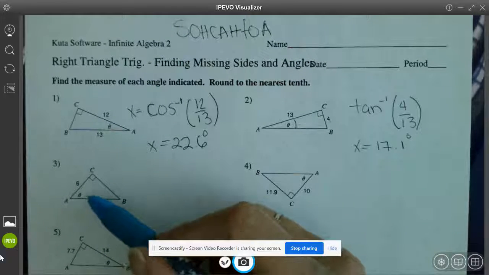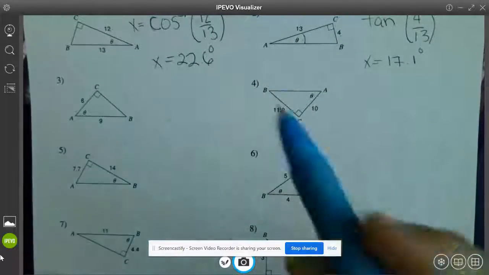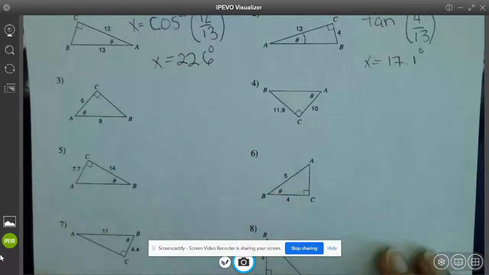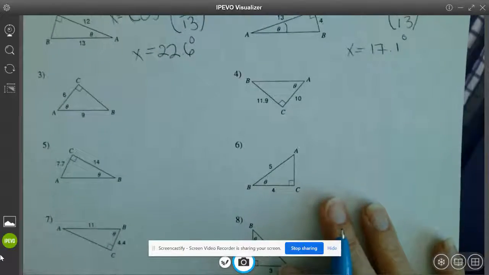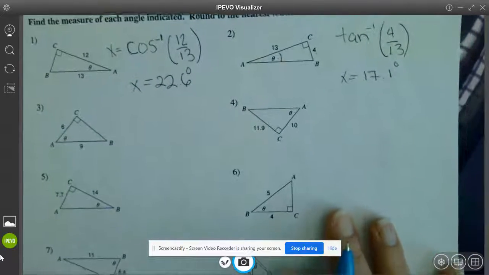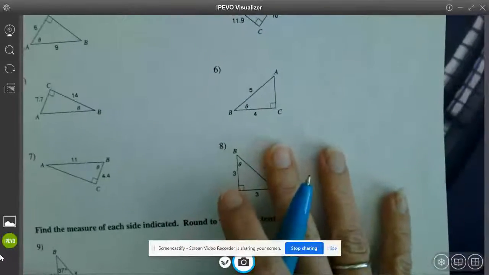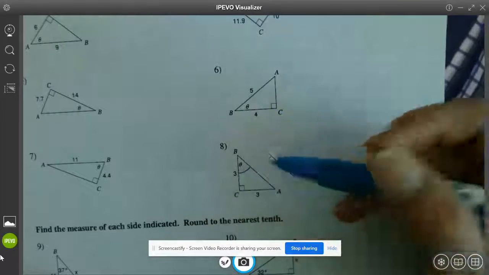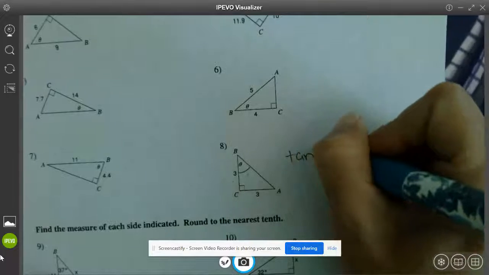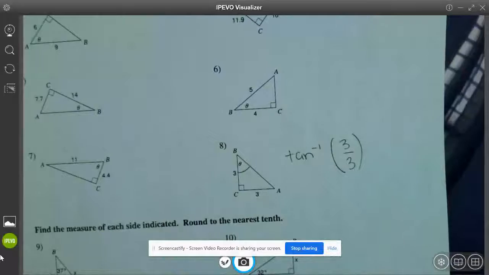Let's do this one. No, that's cosine. Let's find a sine one. No, that's tangent. I don't see any sine ones here. All right, let's do this one. I know that's tangent for sure, because that's opposite over adjacent. So that's tangent inverse of 3 over 3, which is 1.